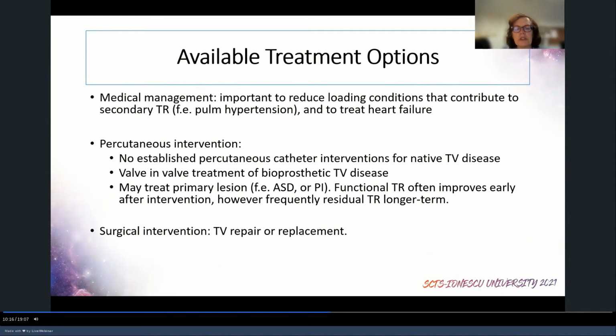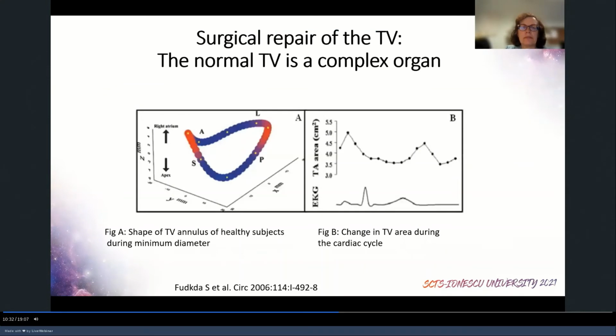Surgical intervention has the possibility to deal both with the structural parts of the valve, or if the valve is not repairable, replace the valve. The repair of the tricuspid valve can be quite challenging. It is a complex organ. It runs in 3 dimensions. And actually there is also a 4th dimension because the tricuspid valve area is actually changing during the cardiac cycle.